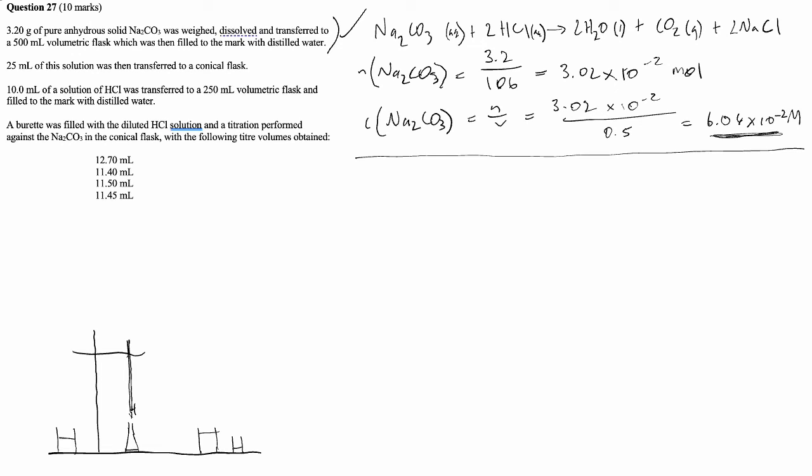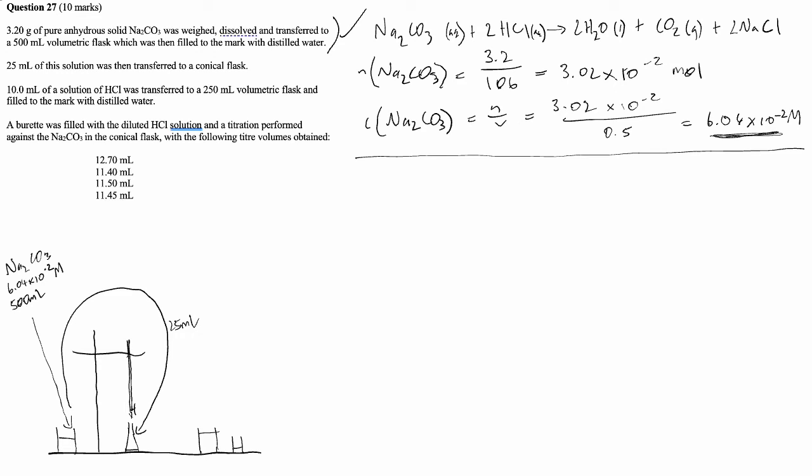Actually, you know what? Let's annotate our diagram so we can see what we've done. Let's say that in here we have 500 ml of 6.04 times 10^-2 M Na2CO3. That's what's in this little flask down here. 25 ml of this solution was then transferred into a conical flask. So we have taken 25 ml of that, and that's in our conical flask.